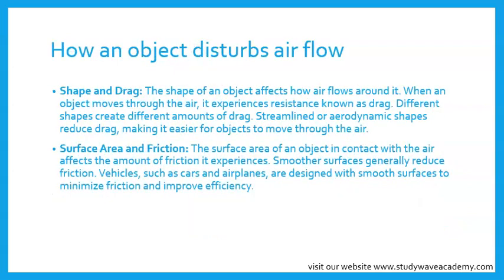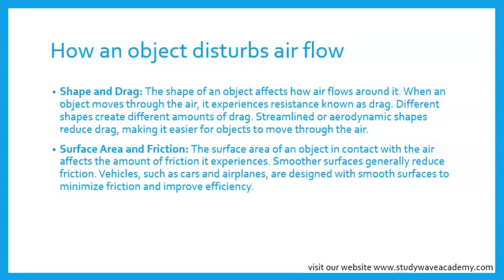How an object disturbs airflow. What do we mean by that? It's about how the shape and features of an object affect the way air moves around. Okay? Shape and drag. The shape of an object affects how air flows around it. When an object moves through the air, it experiences the resistance known as drag. Different shapes create different amounts of drag. Streamlined or aerodynamic shapes reduce drag, making it easier for objects to move through the air.